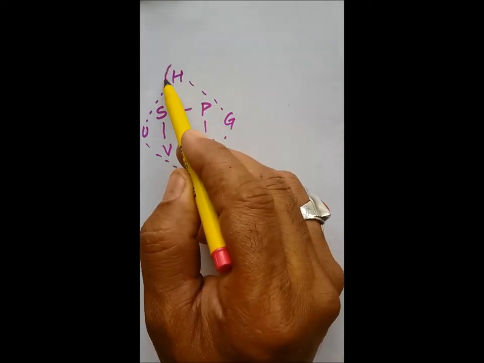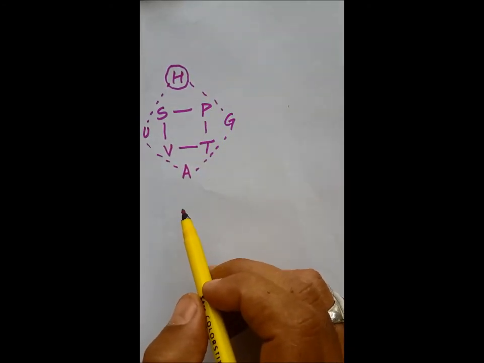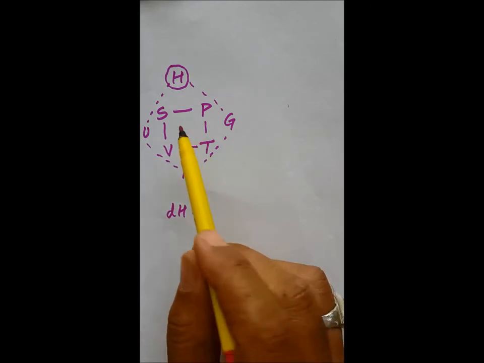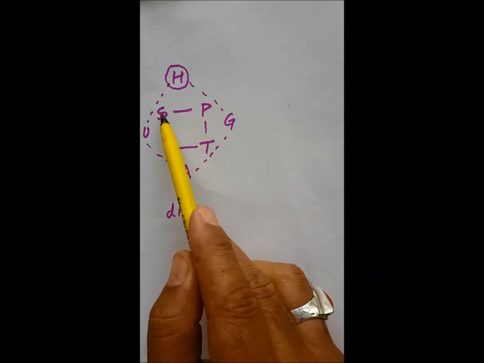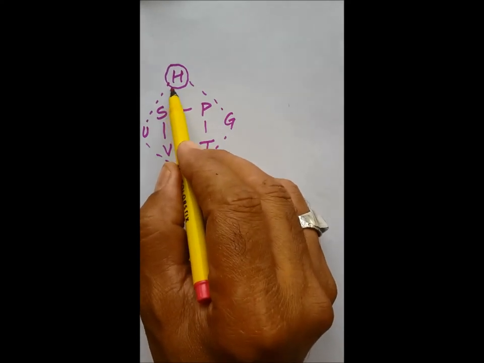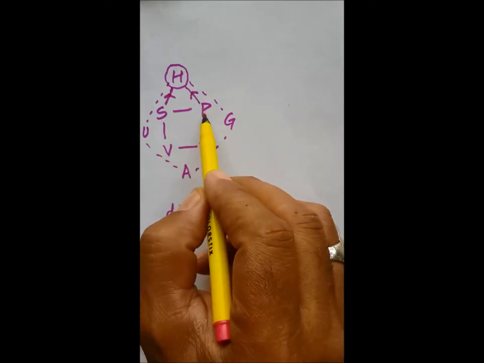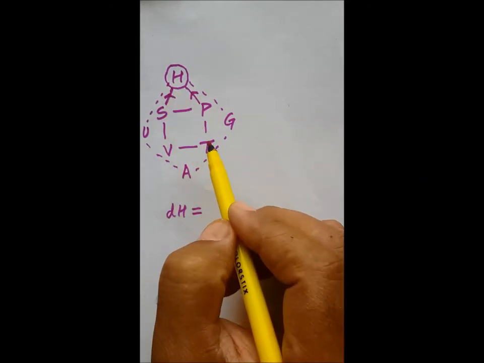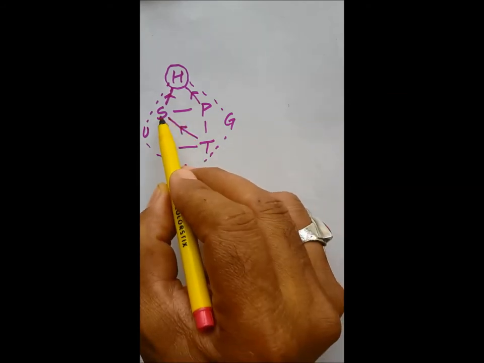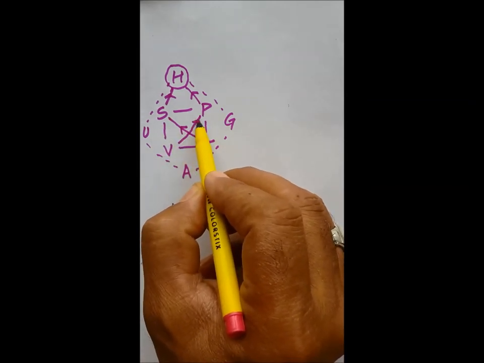Now let's take an example. We are making the differential equation of H. So dH is equal to, you know, H is a natural function of S and P. So in this way, these are two functions of H.